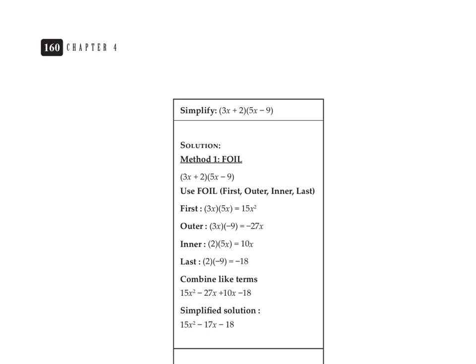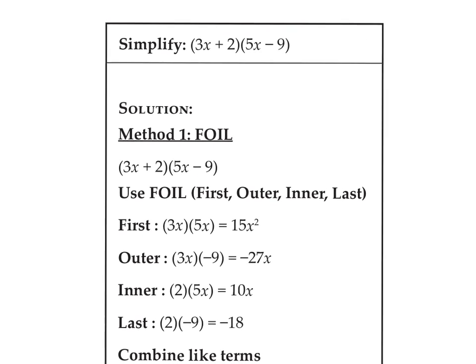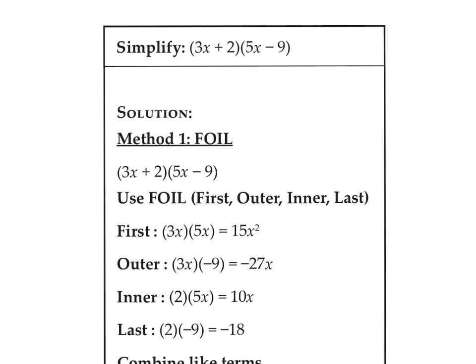All right, on this page, we're going to multiply now a binomial times a binomial. And if you remember that vocabulary, a binomial is a polynomial that has two terms. So 2 terms in this polynomial make it a binomial, and this one also. 2 terms make it a binomial.